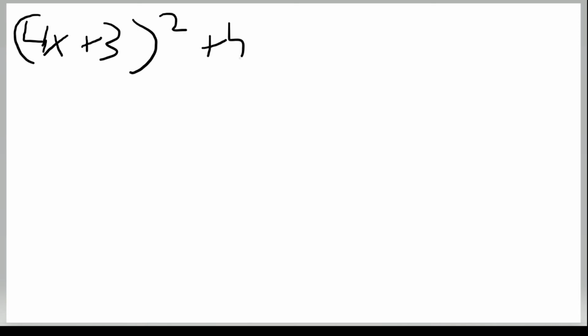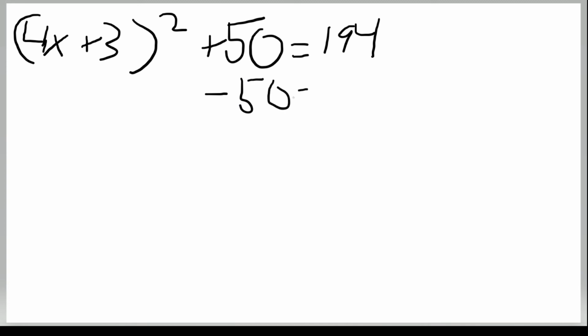So this basically means you have an equation, for instance, like this: (4x + 3) squared plus 50 equals something like 194. Now, when you have this, the first thing you should do is just minus 50, and then minus 50 on this side too.